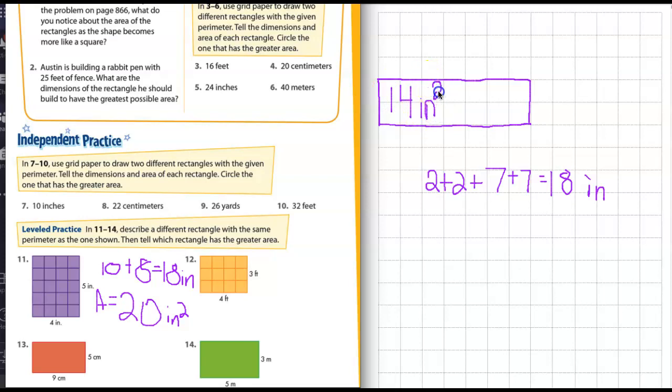squared. So this one over here has a greater area, but they have the same perimeter. So have fun with today's perimeter and area lesson.